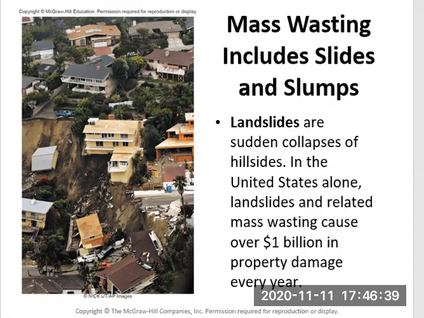Talking about landslides, they are the sudden collapses of hillsides. In the United States, landslides and related mass wasting cause about $1 billion in property damage every year. So gravity constantly pulls down on every material everywhere on Earth. So hillsides, beaches, even relatively flat farm fields can lose material to erosion. Often the water helps to mobilize loose material and catastrophic slumping. Beach erosion and gully development can occur in a storm. So, a general term for downhill slides of earth is mass wasting.